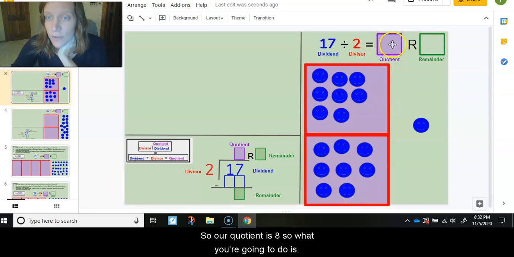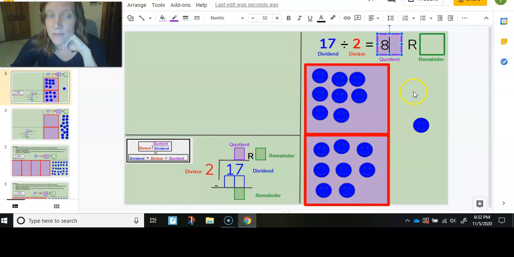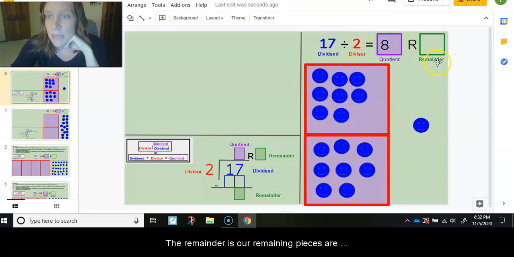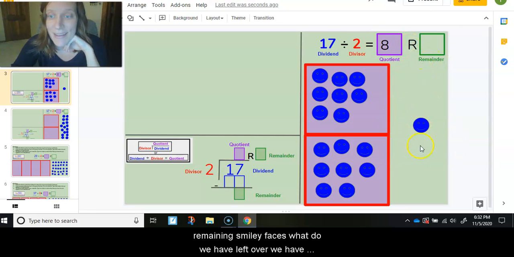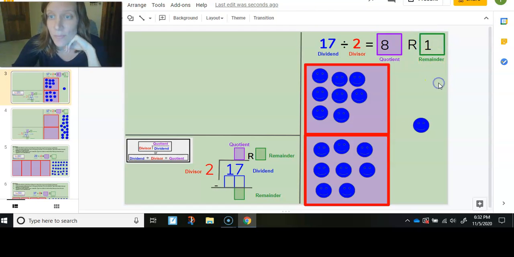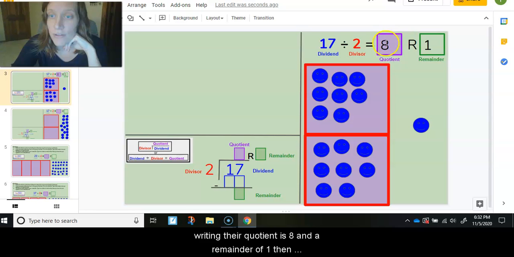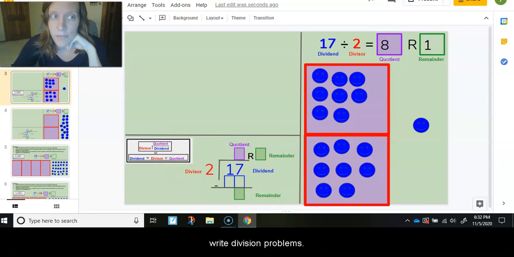So what you're going to do is click on that text box and type in 8. The remainder is our remaining pieces, our remaining smiley faces. What do we have left over? We have one left over that does not fit inside of our group. So go ahead and pause the video and make sure you're writing your quotient is 8 and a remainder of 1. Then unpause and we're going to look over here at this other way to write division problems.